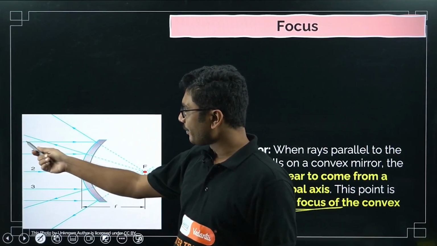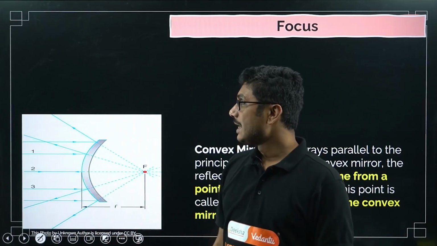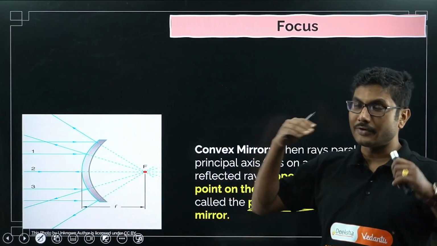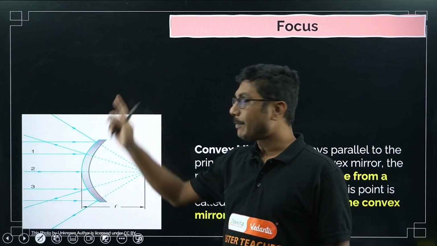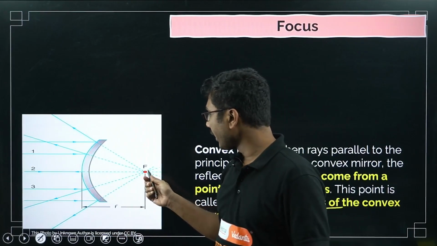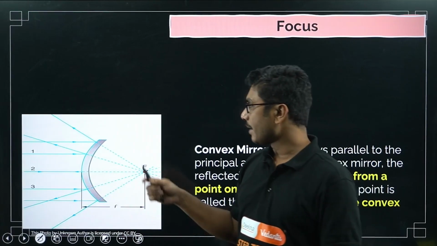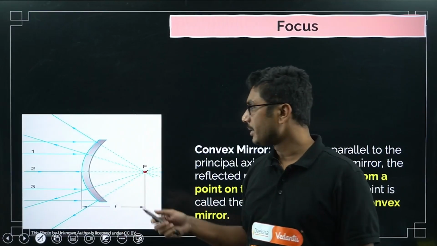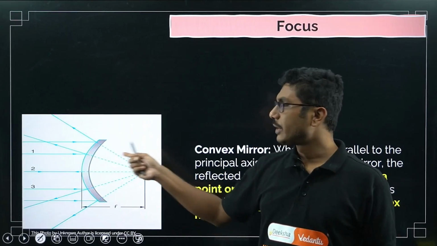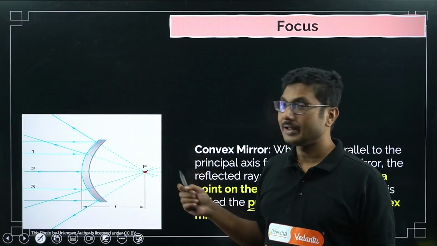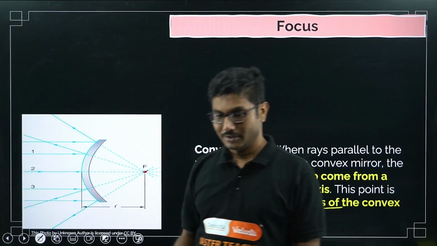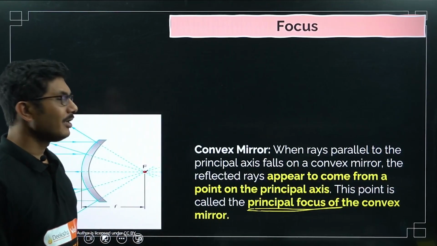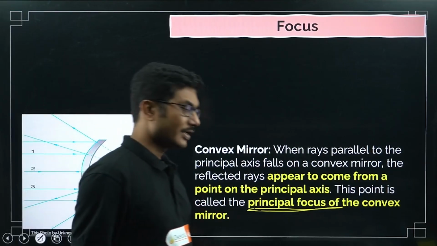So similarly, when parallel rays fall on a convex mirror, in this case they do not converge at a point, but instead if you are watching from this side, they appear to come from a point behind the mirror. This is virtual, obviously, because you cannot go behind the mirror like the way these rays appear to come from. So that is why this is a virtual point. Okay, so this is called principal focus for a convex mirror. Now let's move on to the next part.